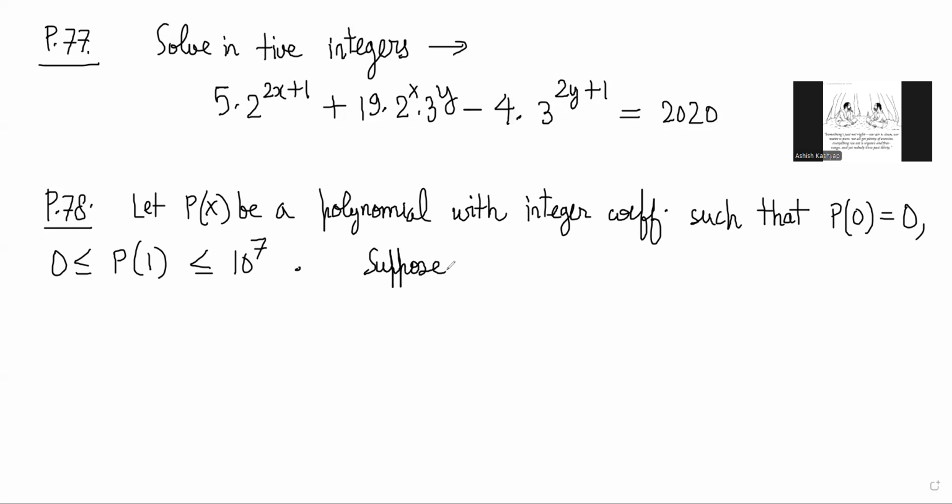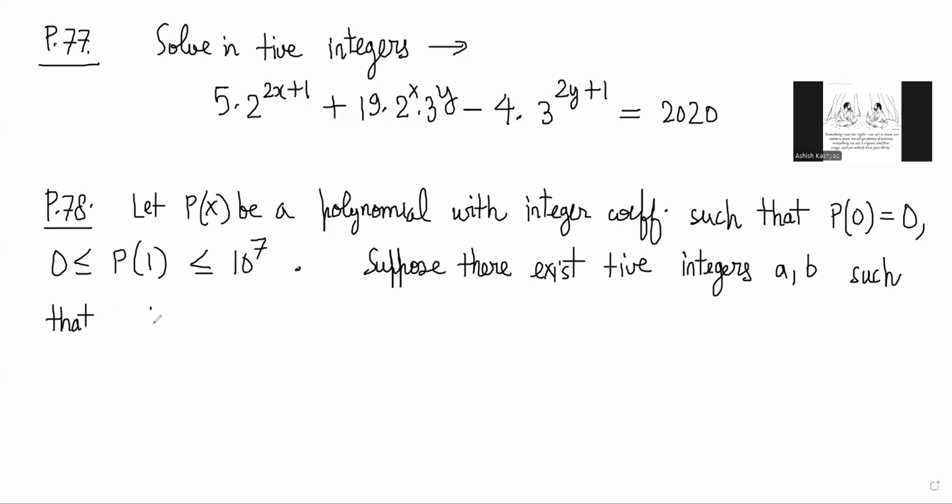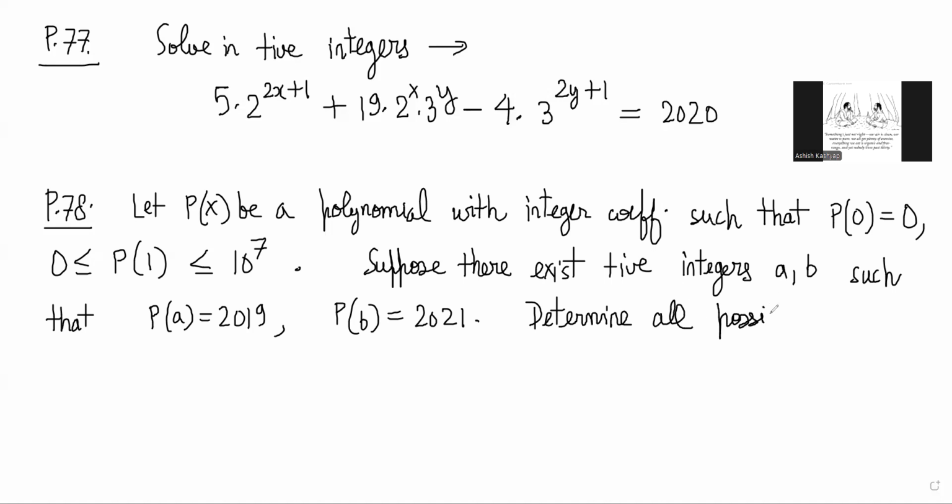Suppose there exist positive integers a and b such that P of a is 2019 and P of b is 2021. Determine all possible values of P of 1. Okay. And one more question probably.